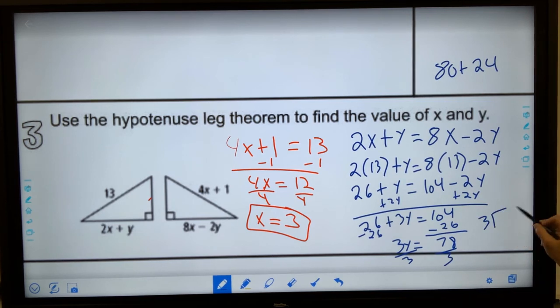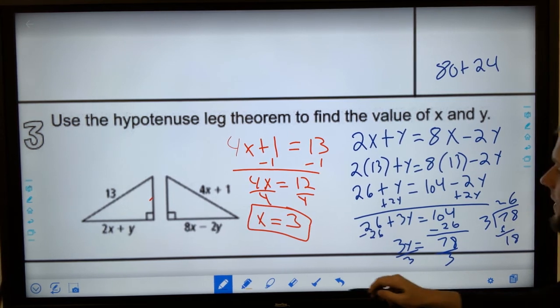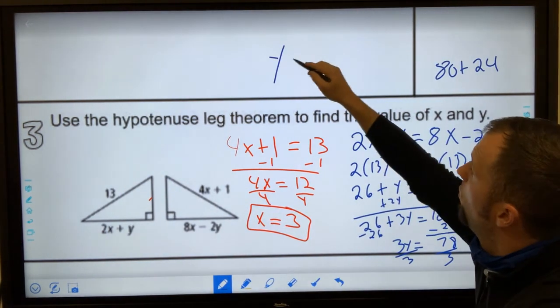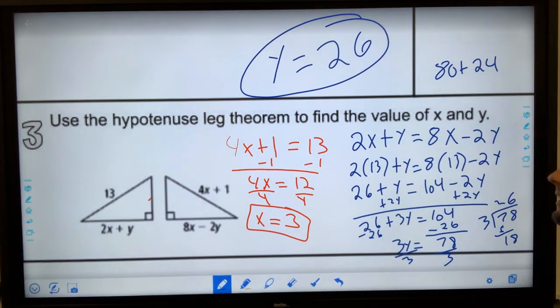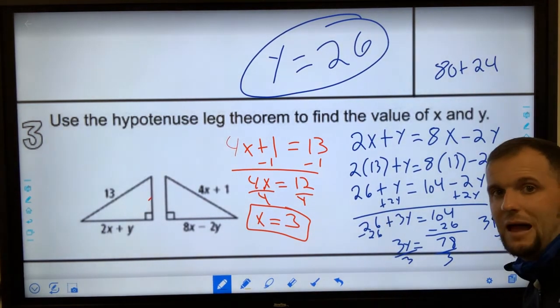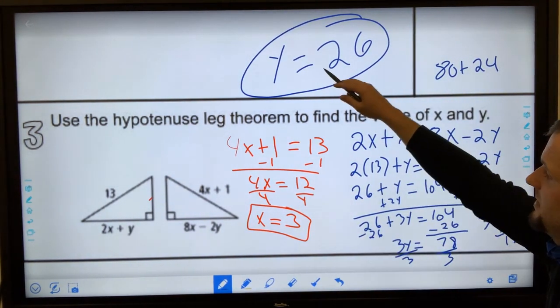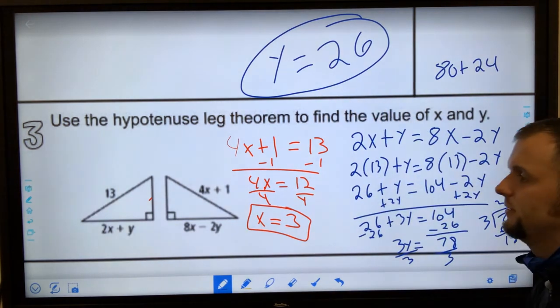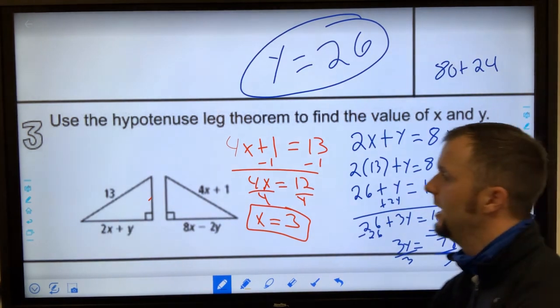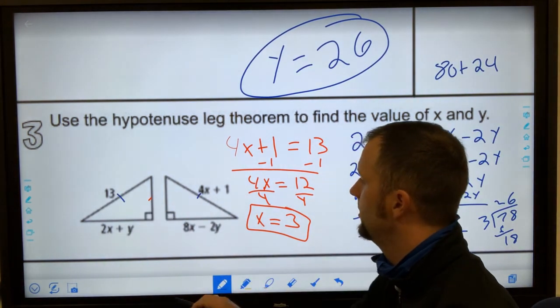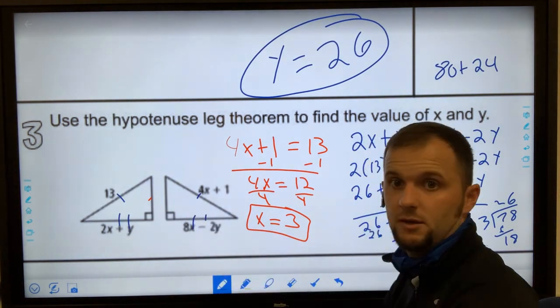So 3 into 78, 3 will go into 7 two times, that gives me a 6, bring down the 1, 3 will go into 18 6 times. So the final answer is going to be y equals 26. So ladies and gentlemen, if I want this to be congruent by hypotenuse leg, the y has to be 26 and the x has to be 3. And that would prove that both of those triangles are congruent by hypotenuse leg, because the hypotenuses have to be congruent and the leg has to be congruent as well.